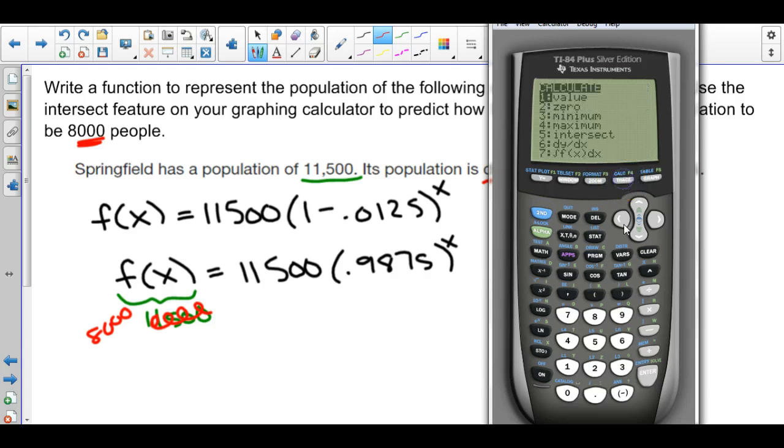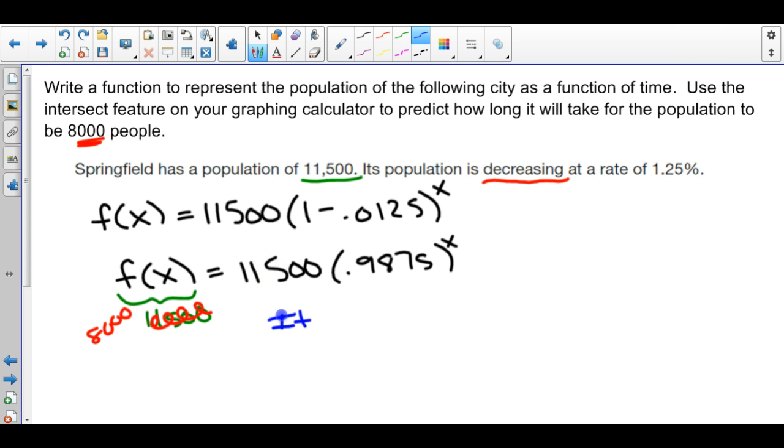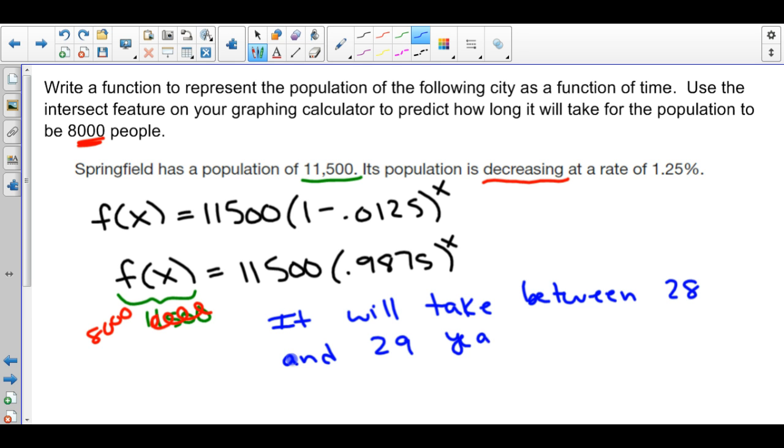So I'm going to hit second trace, and we're going to go down to where it says intersect. I'm going to hit enter to select my first curve, enter to select the second curve, and then it wants us to make a guess of where it is approximately, and I'm going to put the cursor over here, and I get 28.85. So in my answer, I'm going to say it will take between 28 and 29 years for the population to be 8,000.